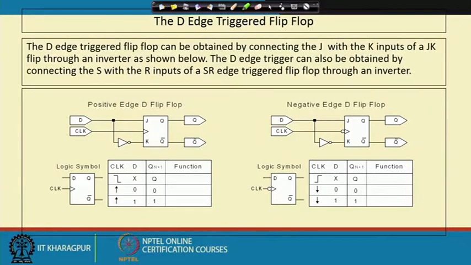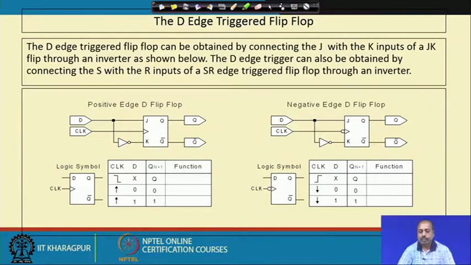Next we will look into the D edge triggered flip flop. It is similar to the JK edge triggered flip flop, but this D edge triggered flip flop can be obtained by connecting the J and K inputs of the JK flip flop using an inverter. Instead of JK it can be SR also, but it does not matter. If you connect an inverter between J and K, then it will behave as a D flip flop.